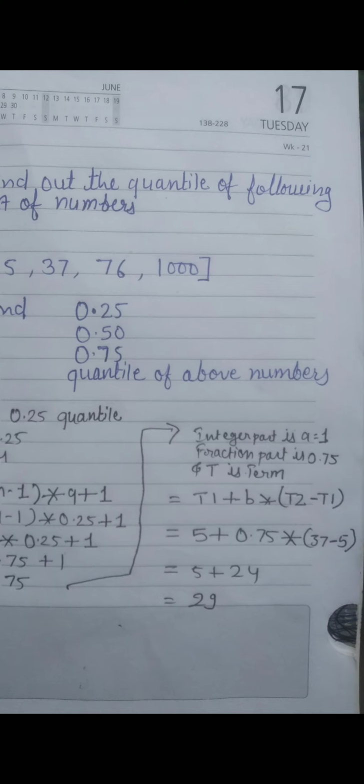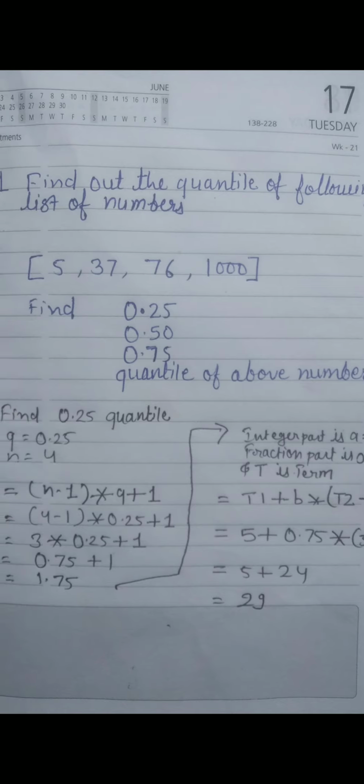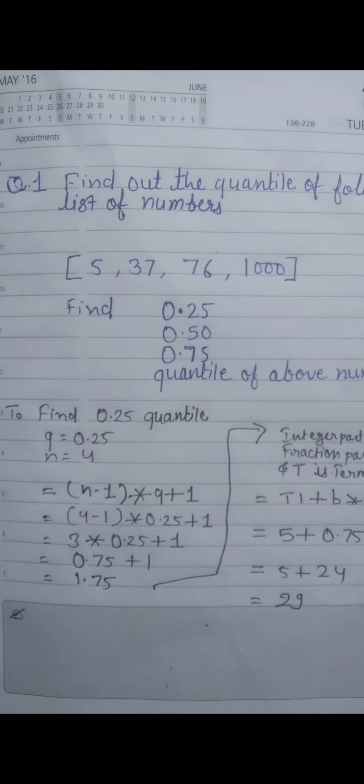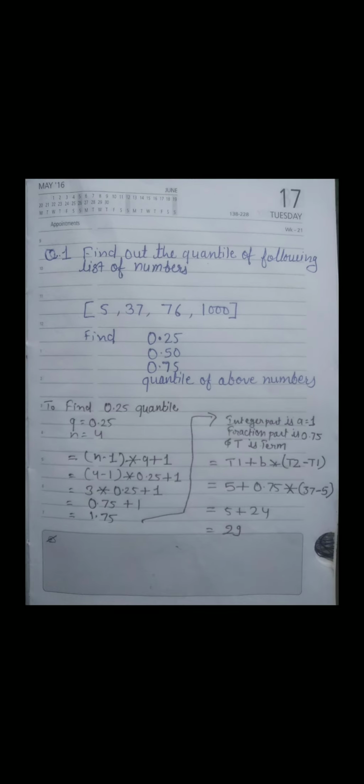So 5 plus 0.75 into 37 minus 5. First of all the bracket will be solved. Its result will be 32 multiplied by 0.75, which is 24, and after that 5 plus 24 gives 29. So 29 is the value of the 0.25 quantile, the 25th percentile. 29 is the value of the first quantile. So in this manner we can find out the quantile.